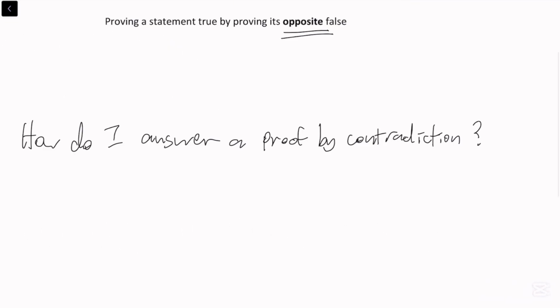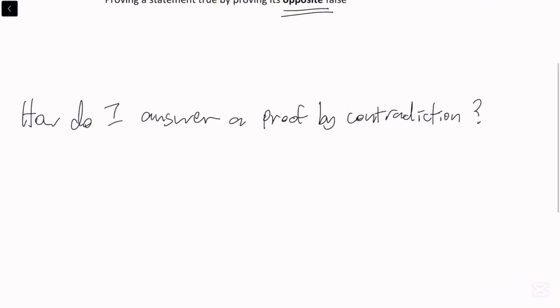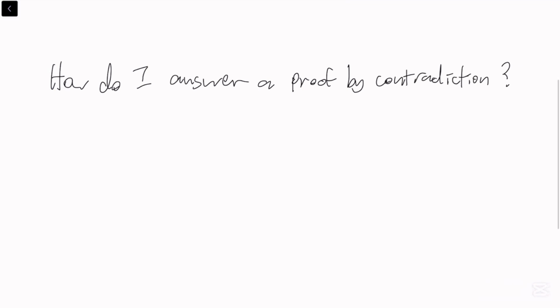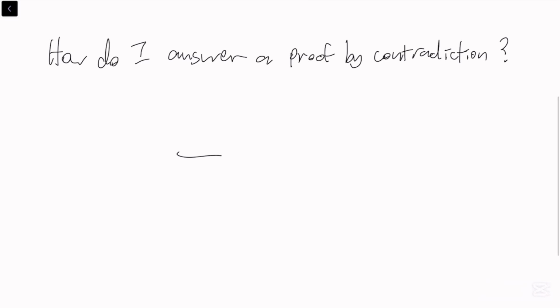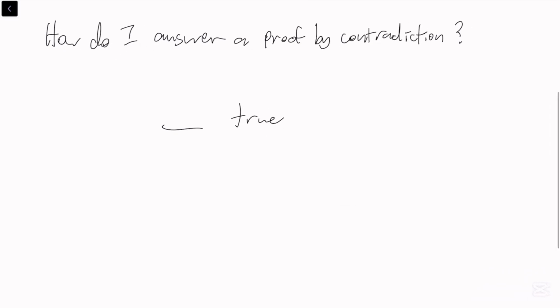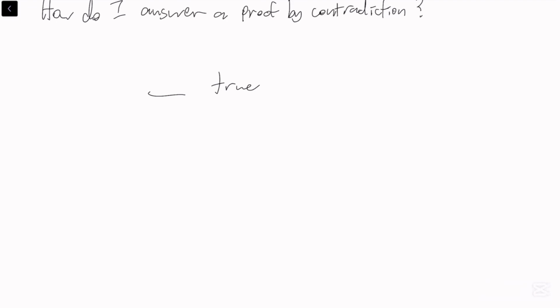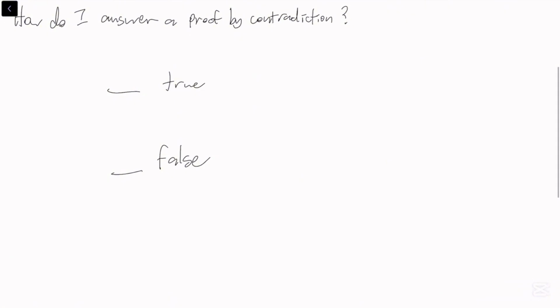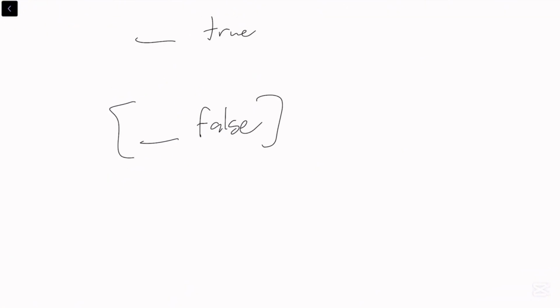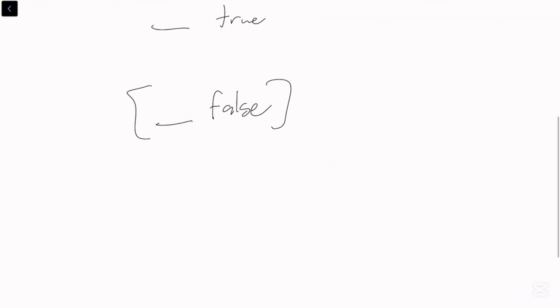If you're doing a bigger actual exam question that asks you to prove something by contradiction, you're going to have a statement that is true. What you want to do is let the statement be false. So take that example again: 3n is divisible by 4. This is the statement that you want to prove false.